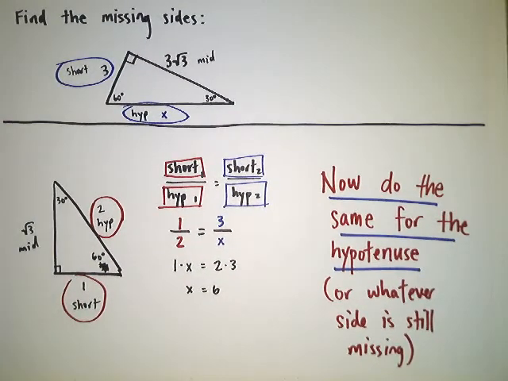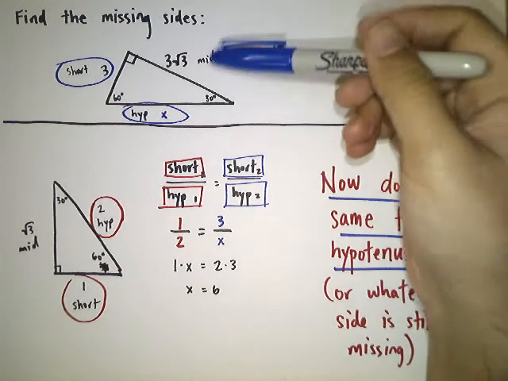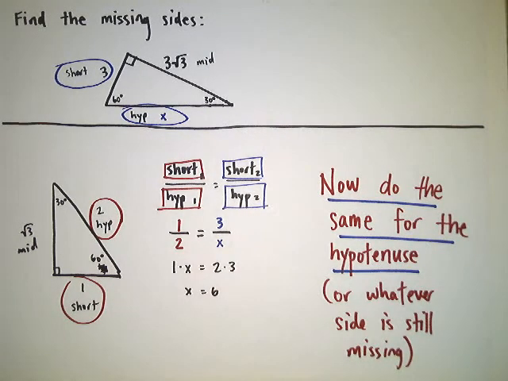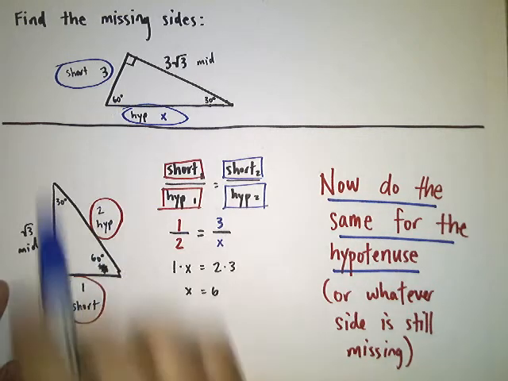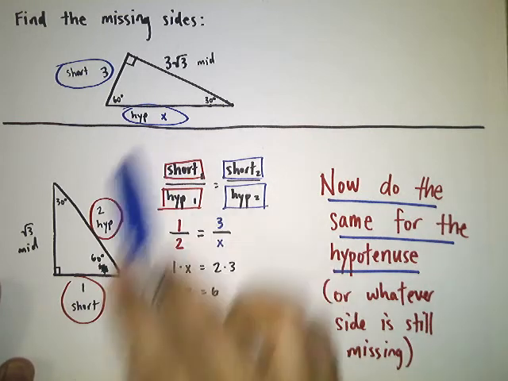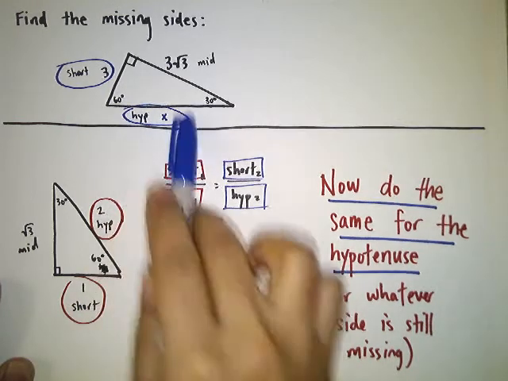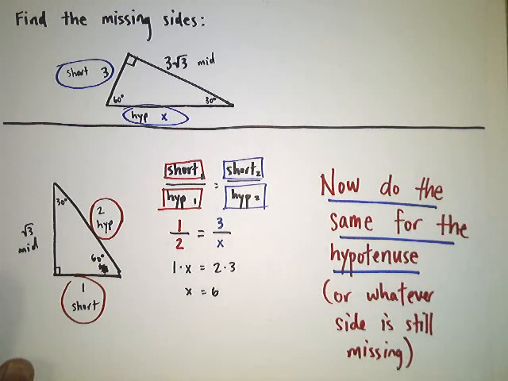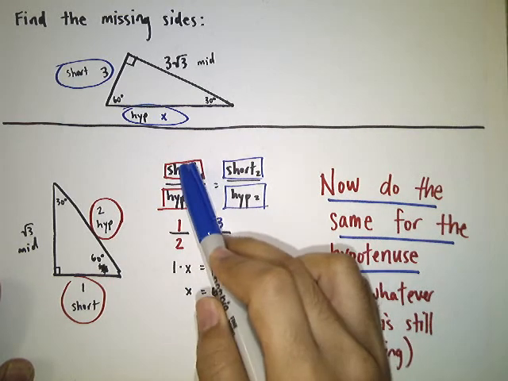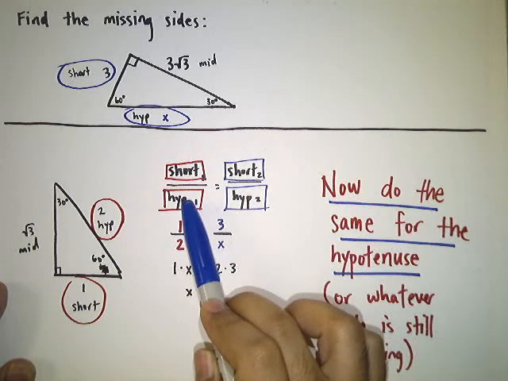Okay, so in the last step, we found the middle side, 3 root 3, but we still didn't know the hypotenuse. So in this case, we'll do the same thing again. We'll choose one side that we know, in this case, let's use the short side again, and one side that we don't know, in this case the hypotenuse, because we don't know the hypotenuse in our problem triangle. So you can see I set up the same type of proportion here. Short 1 divided by hypotenuse 1.